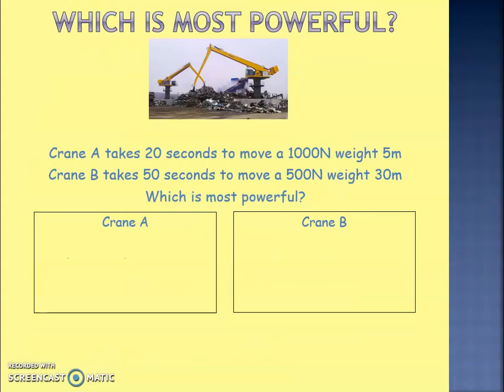Okay, which is most powerful on these? Pause the video and attempt this question. Crane A takes 20 seconds to move a 1,000 newton weight 5 metres. Crane B takes 50 seconds to move a 500 newton weight 30 metres. Pause the video and attempt that, and when you restart, I'll take you through the answer.